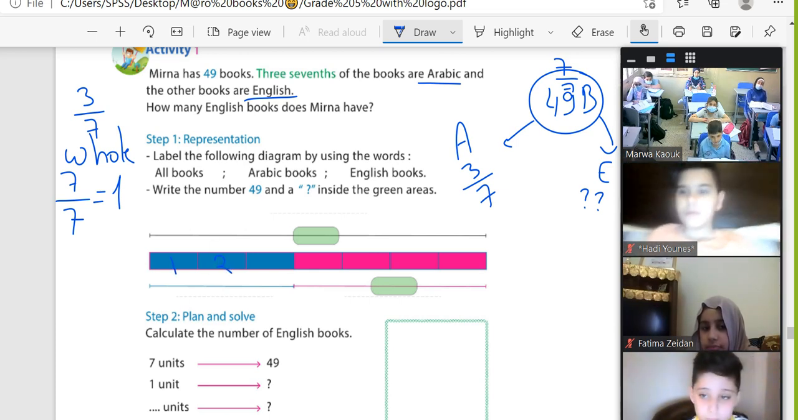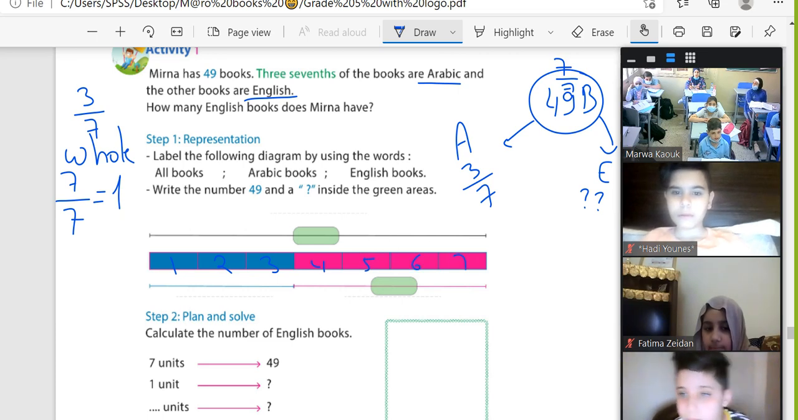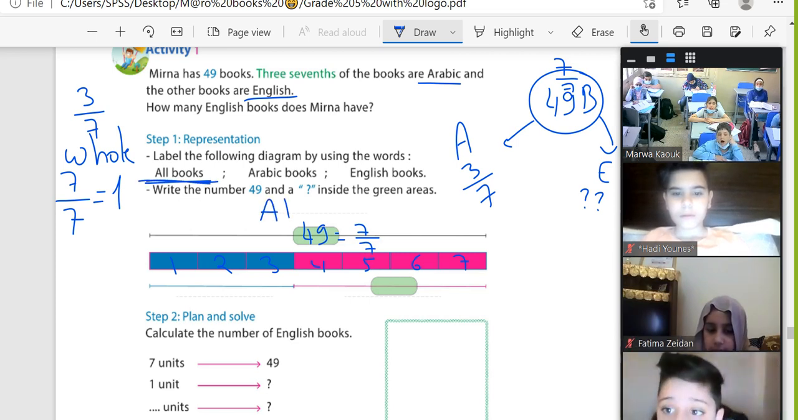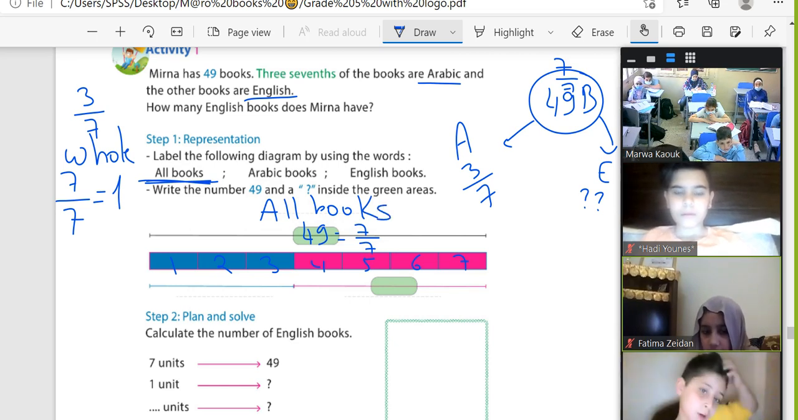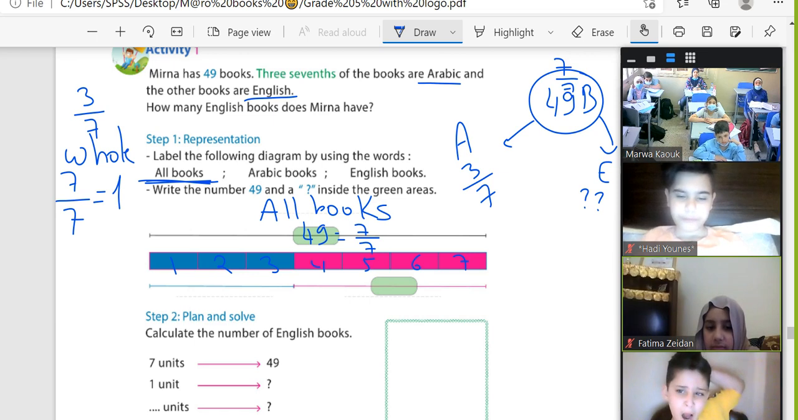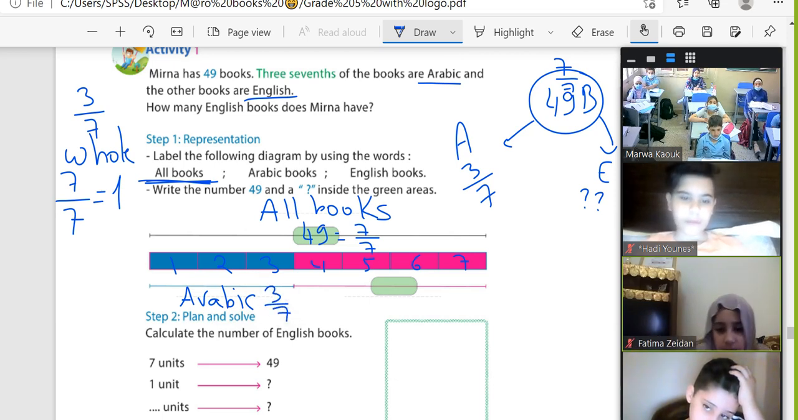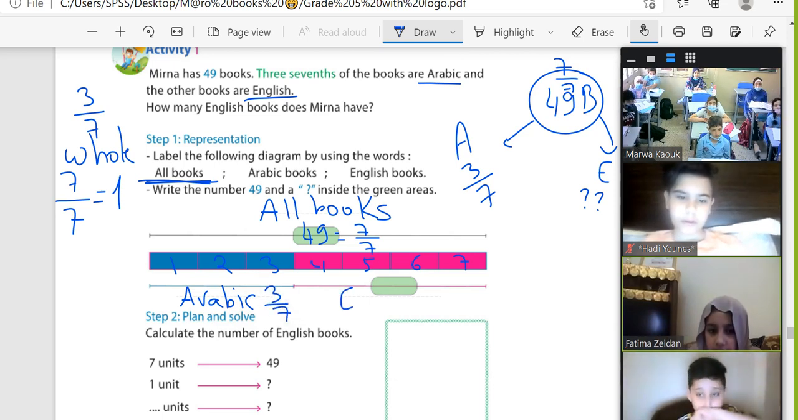Count down: 1, 2, 3, 4, 5, 6, 7. هيدا كله 7/7 يلي هني مين؟ 49. يلي هني بيساوي 7/7. يلي هني مين؟ All books. ال 3/7 هني مين؟ The Arabic books. يلي الفراكشن اللي قالن قد ايه؟ 3/7. والباقي هو الريمينينج English books. English. Excellent. And what fraction for them?